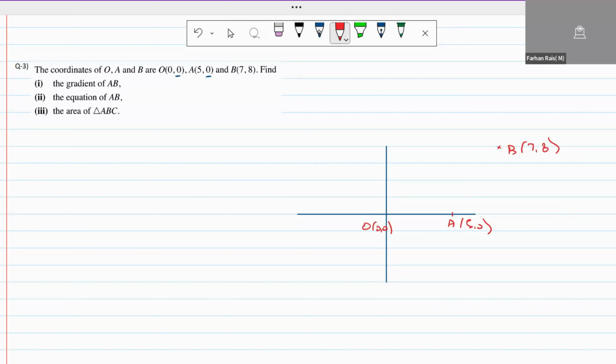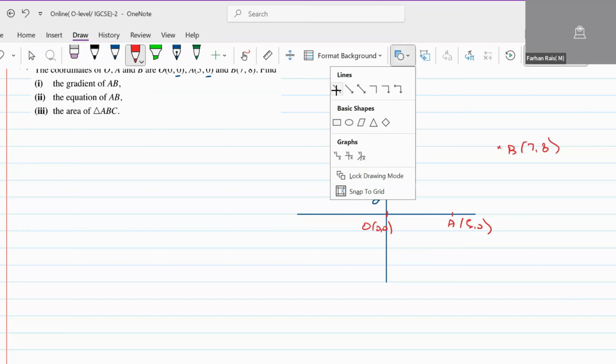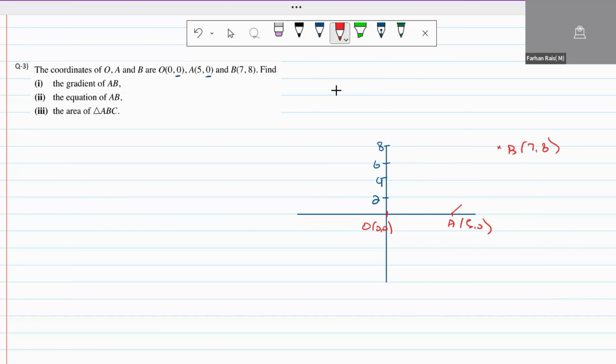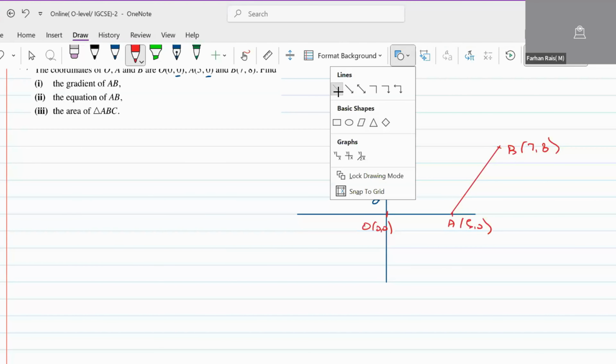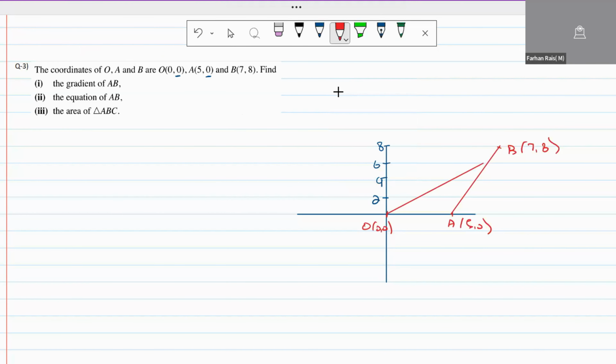Okay, so we have taken the axis as 2, 4, 6, 8. So that means here in this case, the triangle we have is OAB, and its area is to be found.